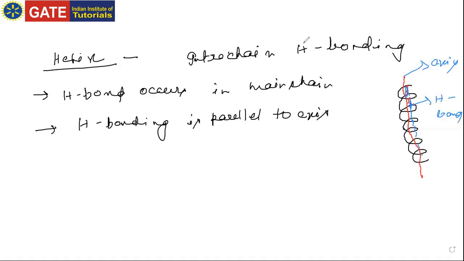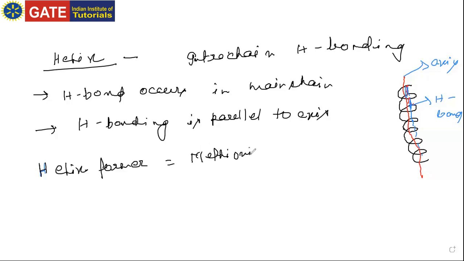Shall I erase this? I will write one more thing. Helix former. Some amino acids are there which help in the helix formation, which induce the helix formation. That kind of amino acid is called helix former. So which kind of amino acids are helix formers?